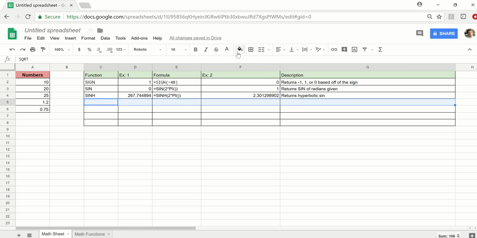Let's come down here and do the next one. And this is SQRT, so this just returns the square root of a number. So square root of 36 gives you 6. Square root of 10,000 gives you 100.